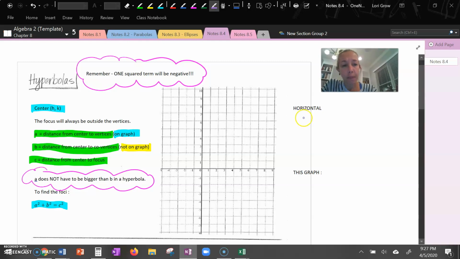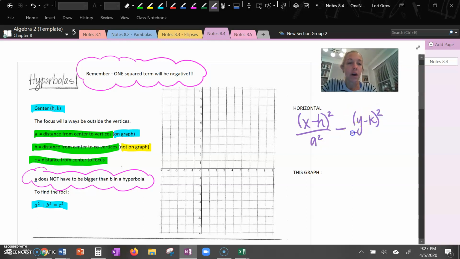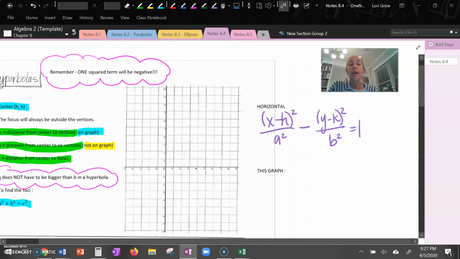The first is horizontal, and that equation looks like this: (x minus h) squared over a squared, minus, because it's a hyperbola, (y minus k) squared over b squared, equals 1. Really similar to an ellipse equation, except for that subtraction symbol in the middle. If the y squared term is negative, or the x squared term is positive, it's going to be horizontal, which means that the hyperbola is going to be opening to the left and to the right.